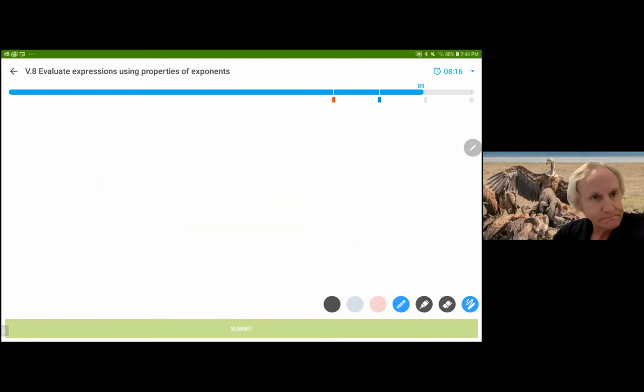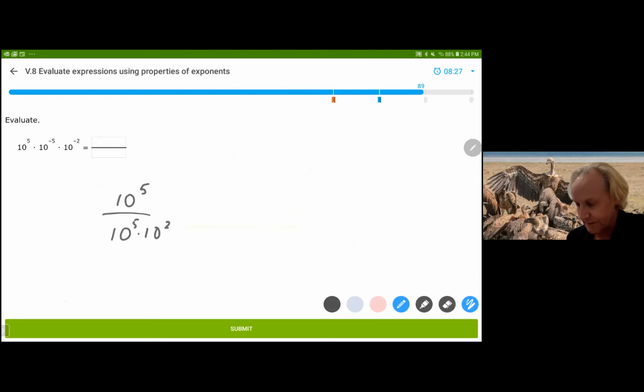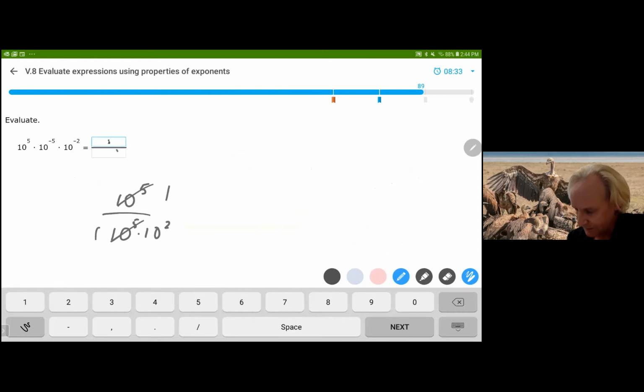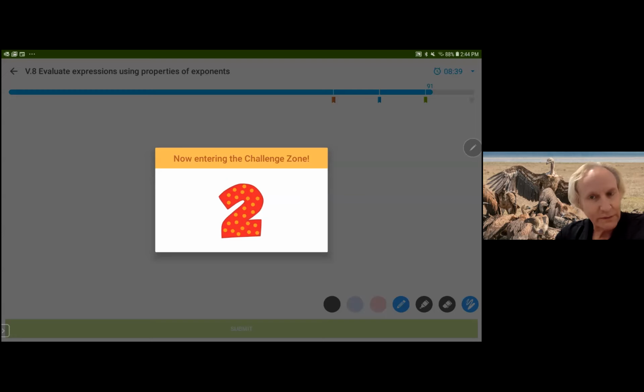Let's do another one. Okay, we've got 10 to the 5th in the numerator, and then we've got a 10 to the 5th times 10 squared in the denominator. So these guys cancel out, and I just get 1 over 100, don't I? And you can do it other ways, but it seems the easiest to me. Now let's see what we got here.